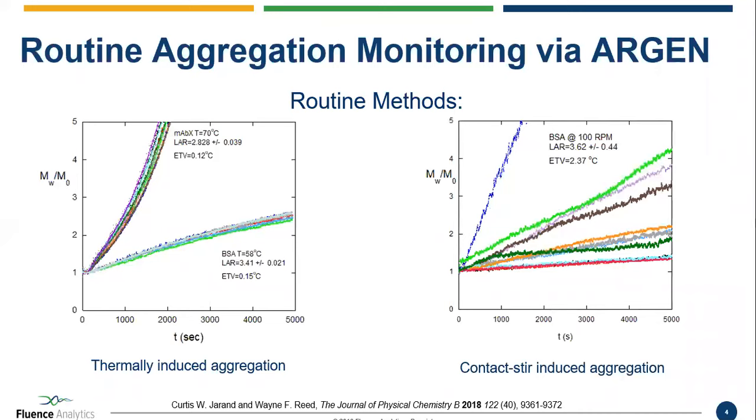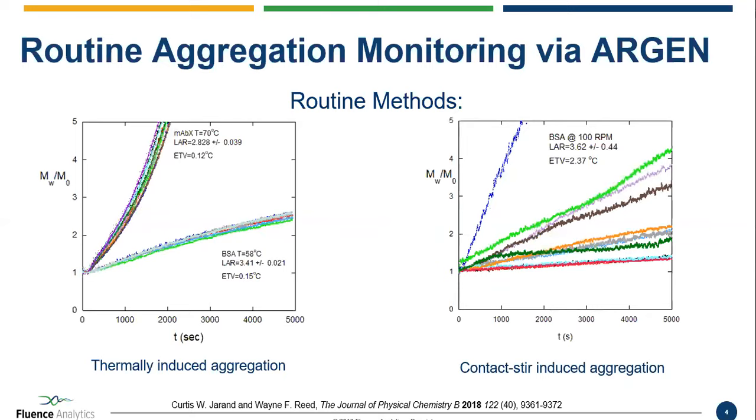As I mentioned, the routine application for ARGEN, and this is the stuff that's built into the software, it's capable of easily generating this out, and that is looking at thermally induced aggregation. So taking a sample, holding it at isothermal condition, monitoring the change in the light scattering signal. We find that for thermally induced aggregation, the aggregation rates that are determined are highly reproducible. Generally speaking, we have relative standard deviations in the order of a couple of percent for reproducibility.